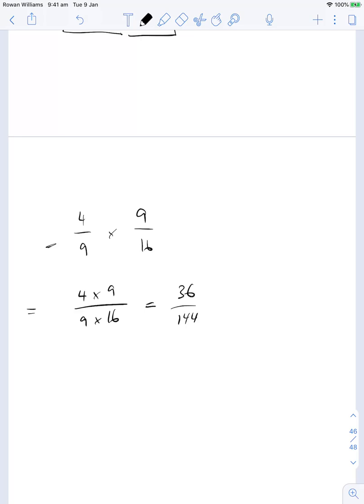Now, I could divide my top and my bottom there by, let's see what number's going to go into it. Let's do 12 to start with, because I can see that that's a common multiple of both. Top and bottom by 12, that'll be simplifying my fraction, and I'll get myself to 3 over 12, which I can further simplify by dividing the top and the bottom by 3. That'll give me 1/4. So I could solve it like that.